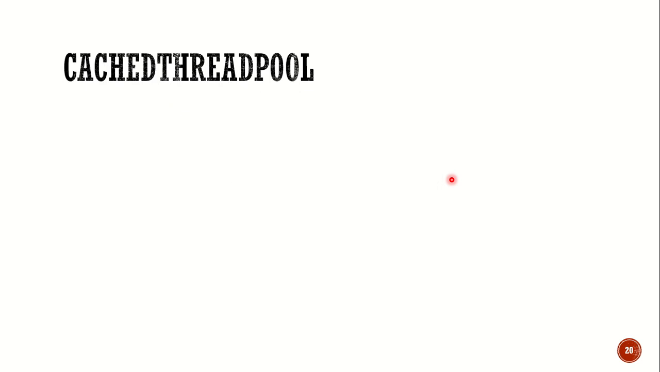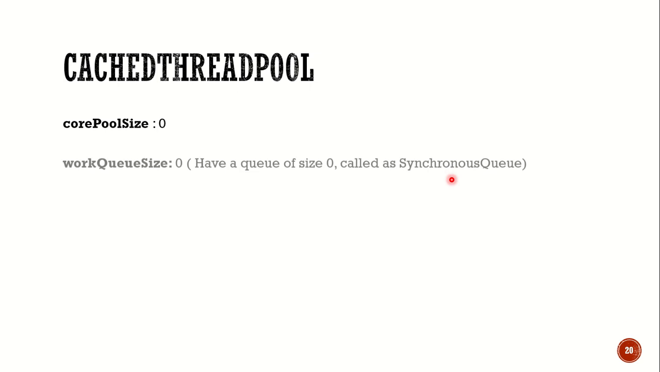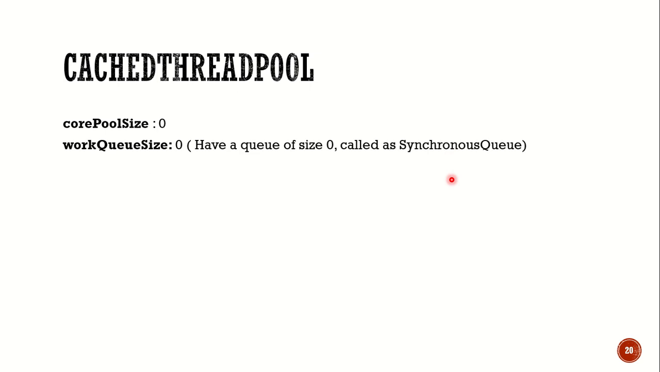And what about cached thread pool? The most interesting one. Its core pool size is set to 0, and we also have the work queue size set to 0. Internally, we have a synchronous queue, and we would be creating a separate video with the details of synchronous queue. But for the time being, let's assume it's a queue of size 0. So in cached thread pool, we have a core pool size of 0 and a work queue size of 0.